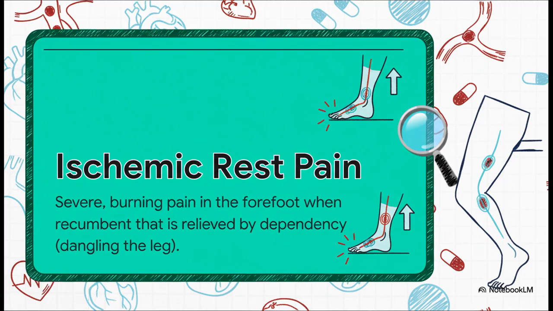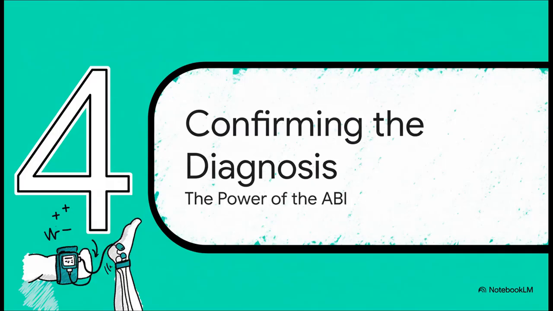When you hear that story, you need to think, this is an emergency. This is chronic limb-threatening ischemia. So, the history is pointing you in the right direction. You check their pulses and they feel weak. You're pretty sure you know what's going on. But how do you prove it? How do you confirm the diagnosis objectively?